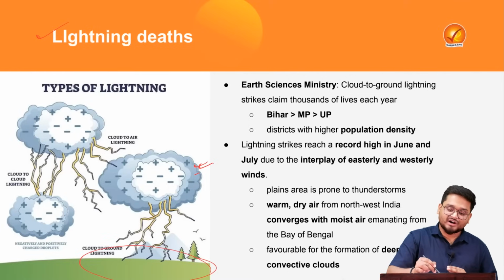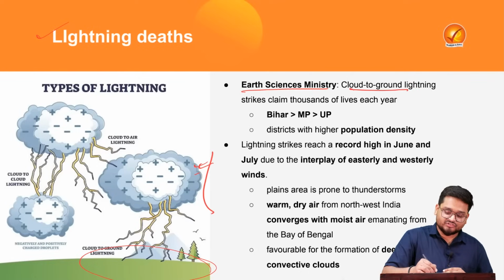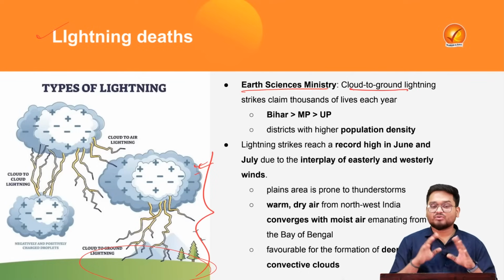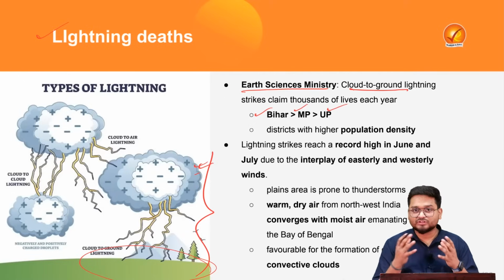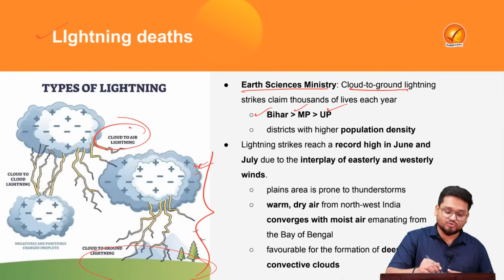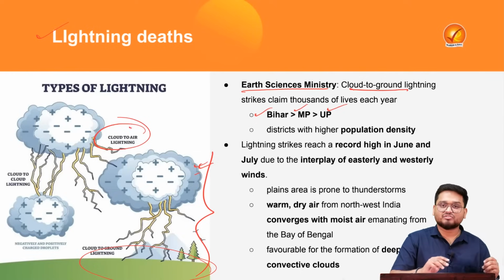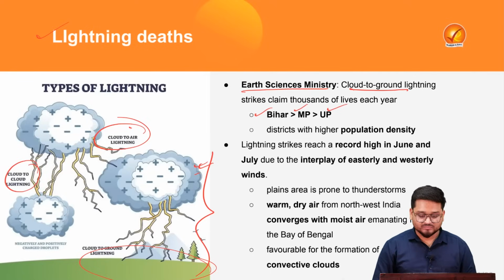According to the Earth Sciences Ministry, cloud to ground lightning is claiming thousands of lives every year. The most lives have been claimed in Bihar, followed by MP and Uttar Pradesh. Apart from this, we have 2 more types of lightning: cloud to air lightning, where the lightning passes through air parcels, and also cloud to cloud lightning.